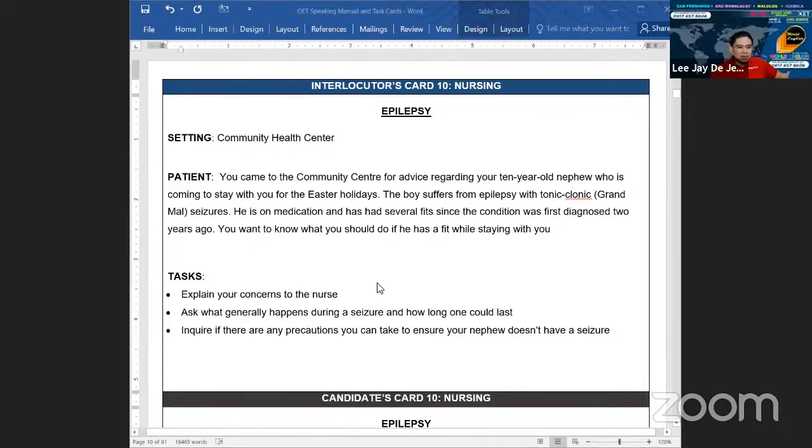Okay lang yan. It's easy because you're the uncle. You're not even the father. You're the uncle of the patient, and you're there to ask. So ano lang yan? Just keep on asking, and I'll take care of the answer.